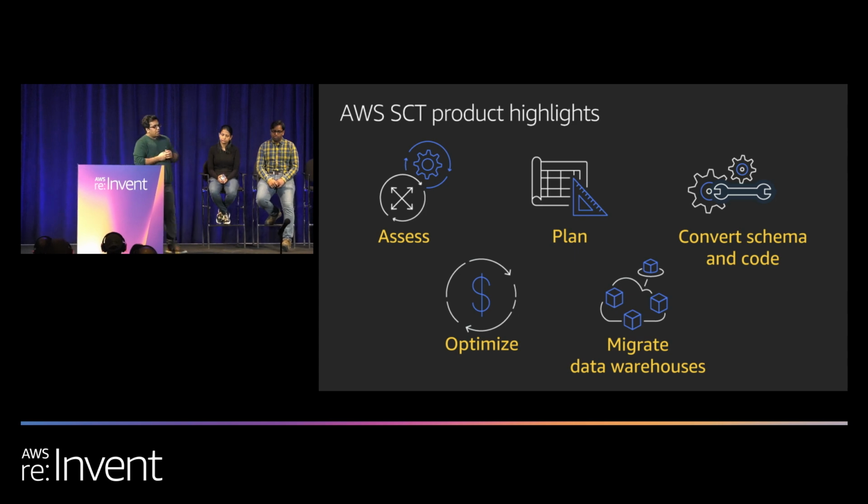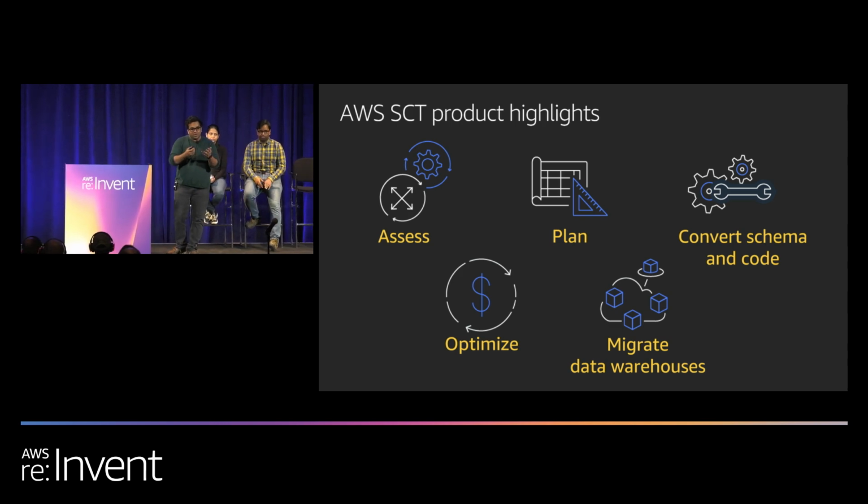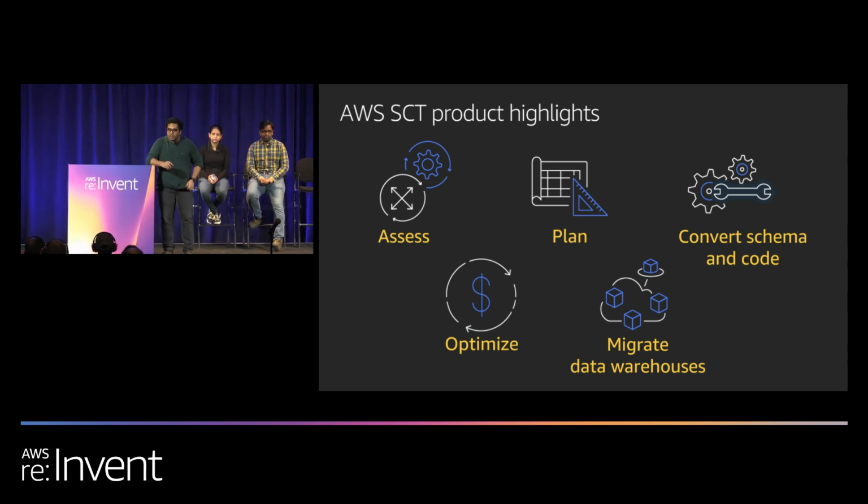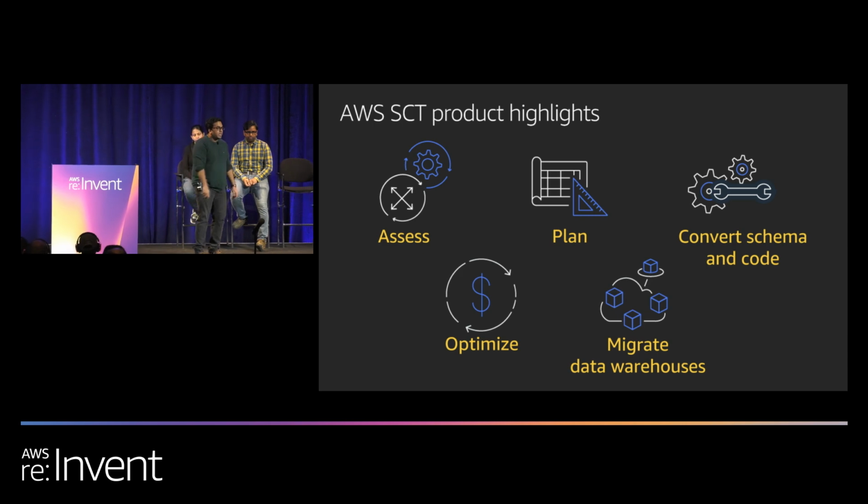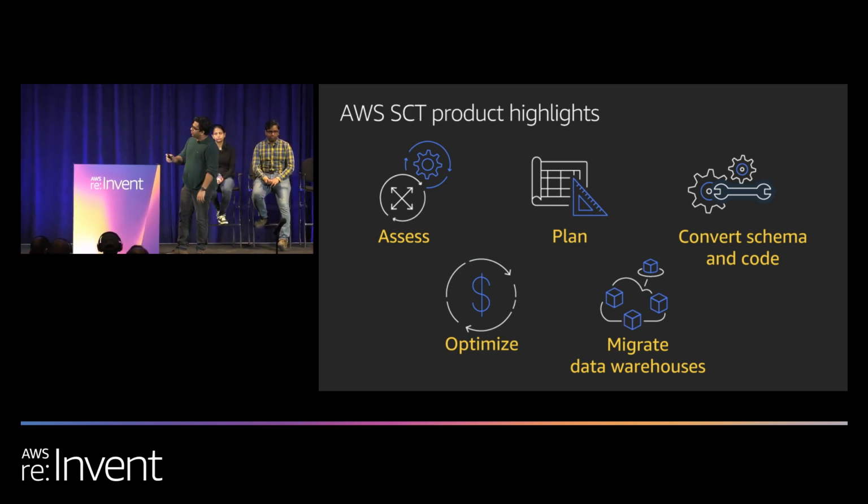Once you have the report, you can go in and convert the schema from one engine to another, and you can optimize your spend in terms of moving from a licensed version of database like SQL Server or Oracle to open source like Amazon Aurora, RDS Postgres, RDS MySQL. And you can also use the data extractor agents to migrate the data warehouses into Amazon Redshift.